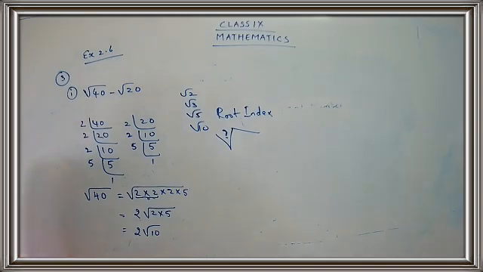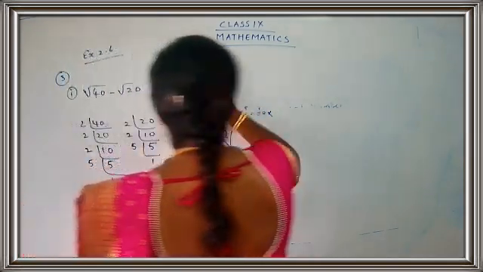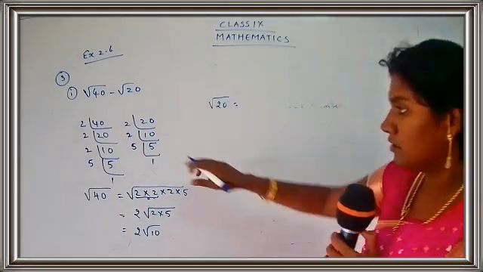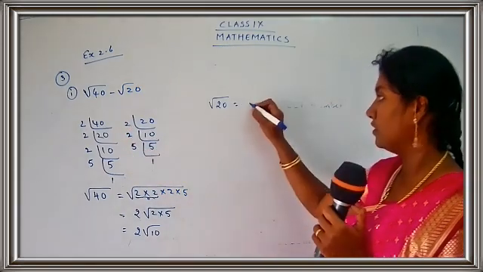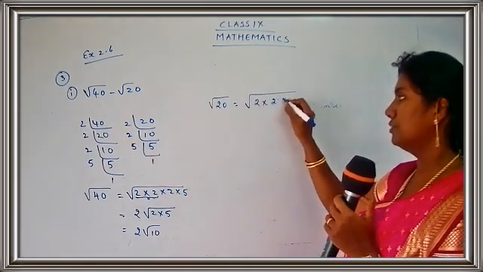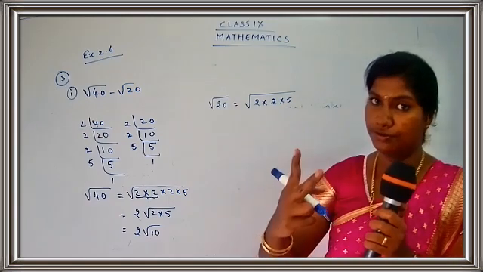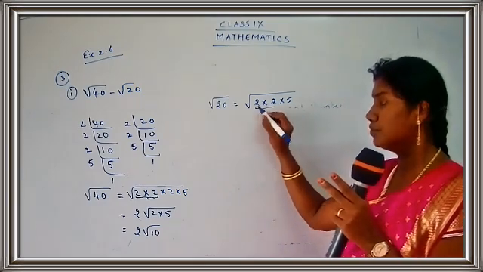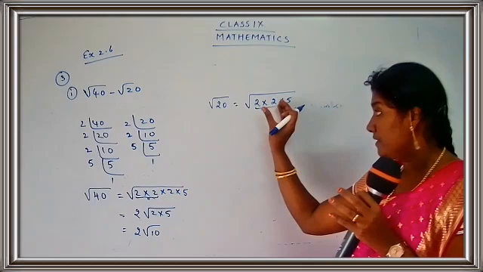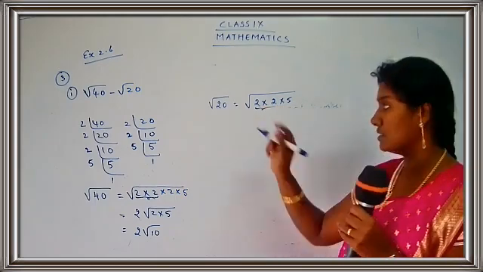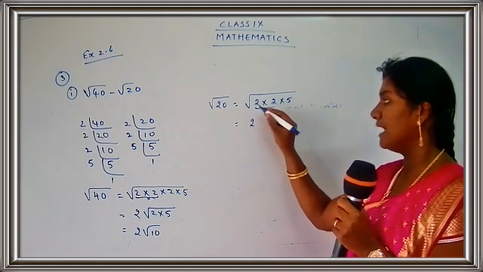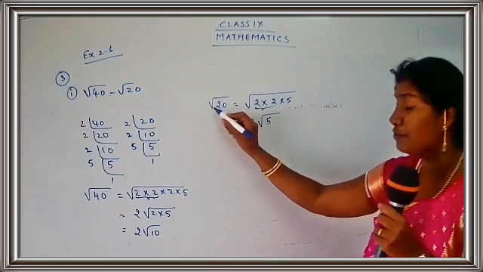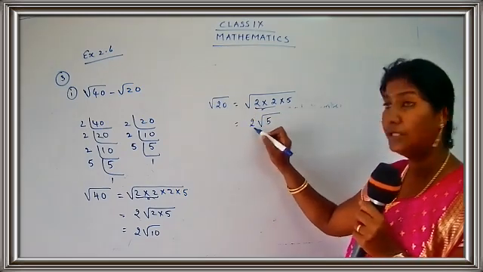Come on, let's go for root 20 now. Root 20 will be, let's write down the factors: 2 into 2 into 5. What is the root index? 2 is the root index. That means you are going to group how many numbers together? 2 numbers together. So I'm just going to group 2 into 2. From this group, I have to take one number outside. So this will be 2. And what is left inside the square root? Only 5 is left. So when you simplify root 20, you get 2 into root 5.